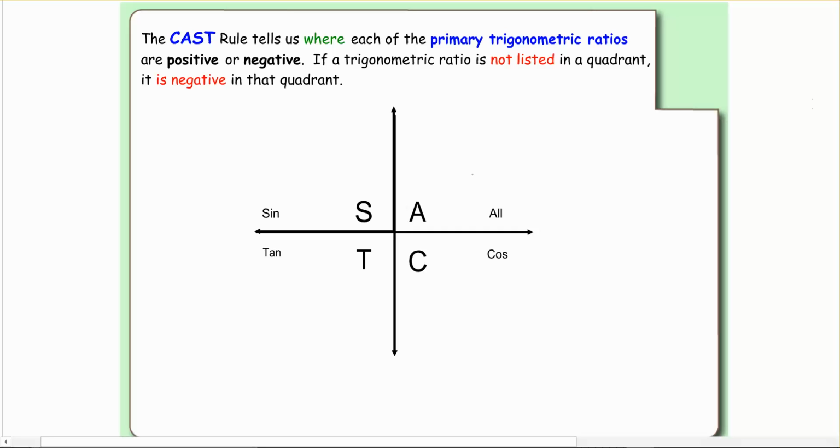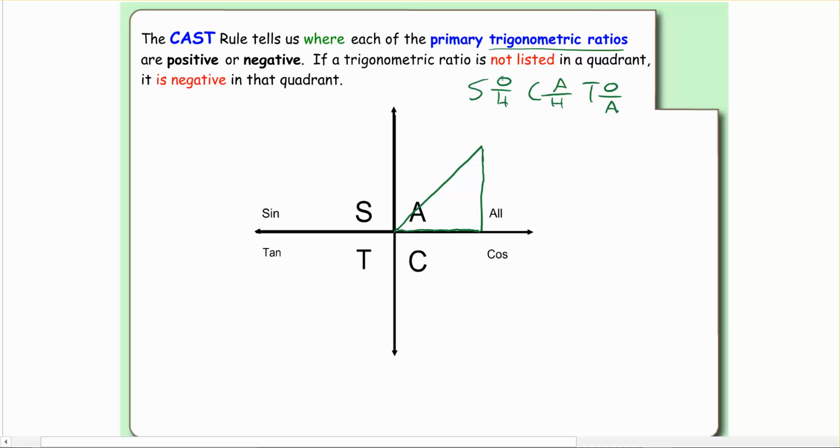So what that means is, remember what the trigonometric ratios were? I'll even write SOHCAHTOA up here. Okay, so those are our trigonometric ratios, right? So what that means is if I've got a line going, let's say, straight out here, anywhere in this quadrant, then I make a triangle like that.